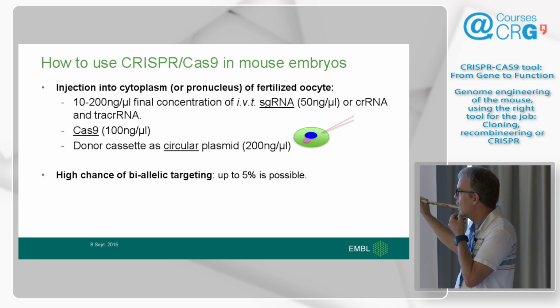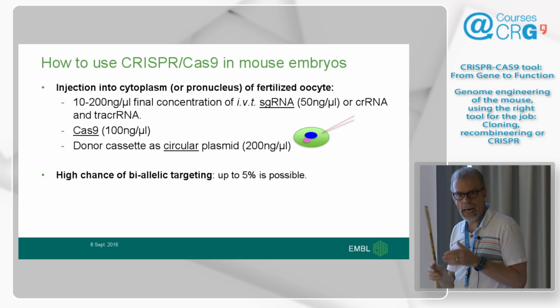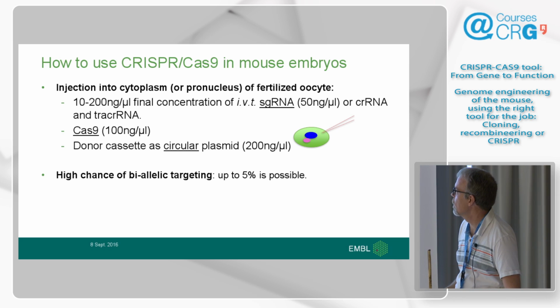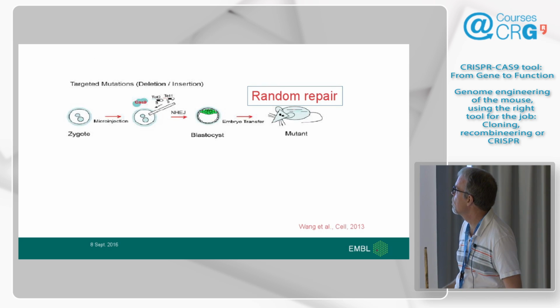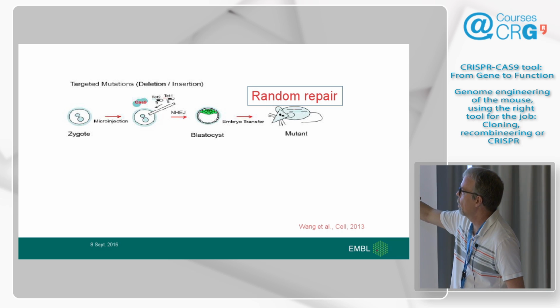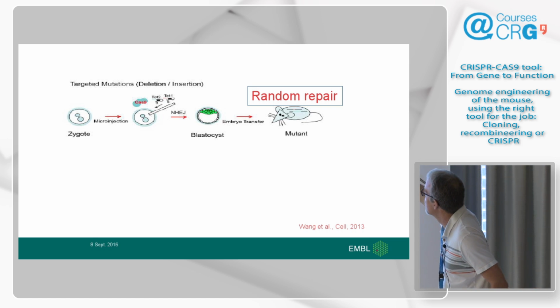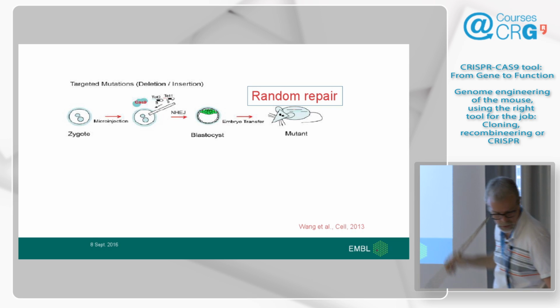If you're doing a knockout, it's fantastic. We pretty much never fail. It's the knock-ins that are a problem. If you've even seen this week, I wouldn't be surprised. The non-homologous end joining works very well. We get our random mutants. This is impossible to see. There's a little mutant there. There's a big one there.